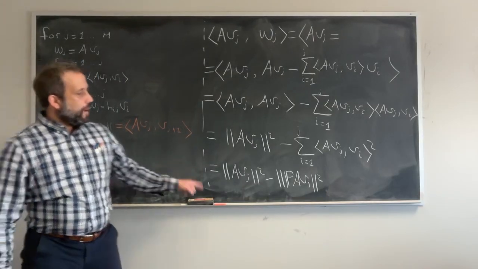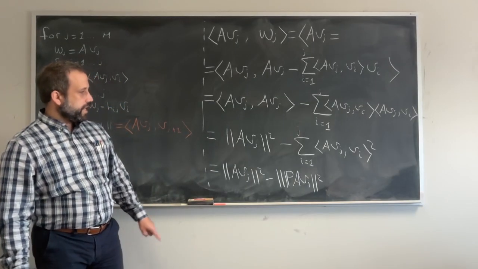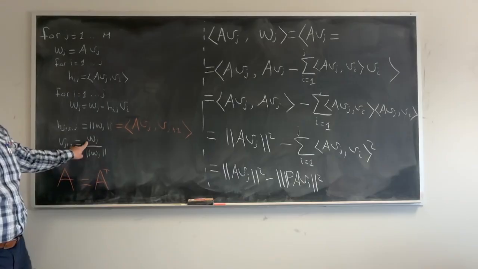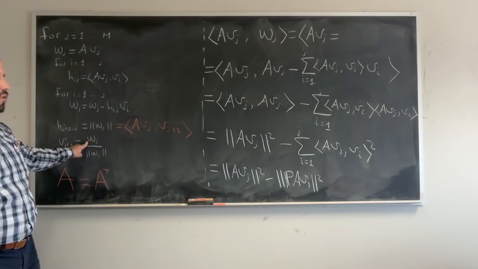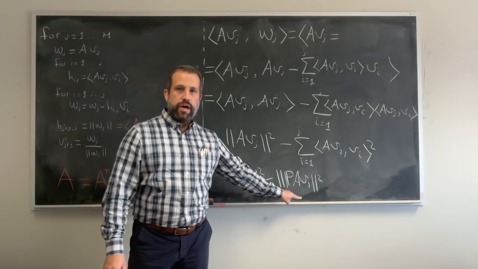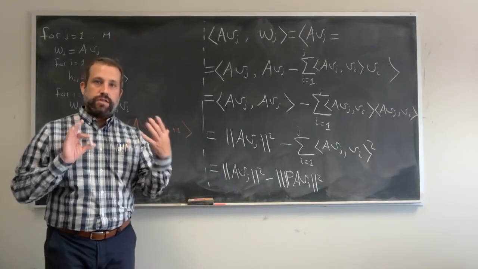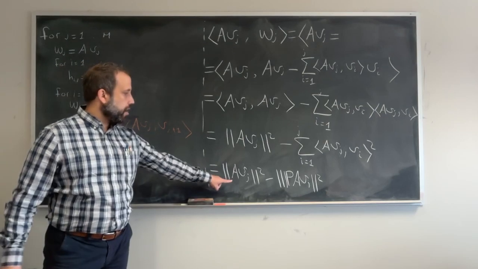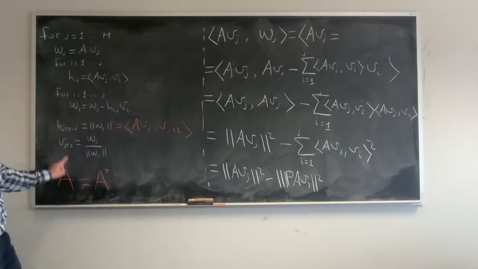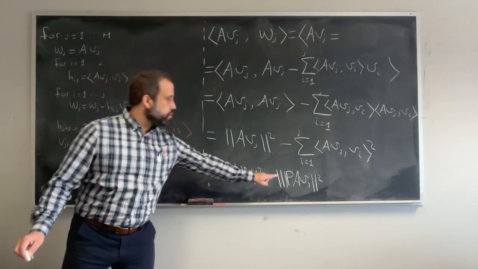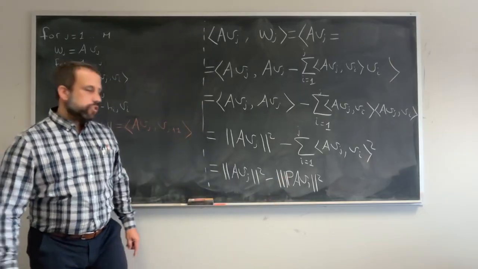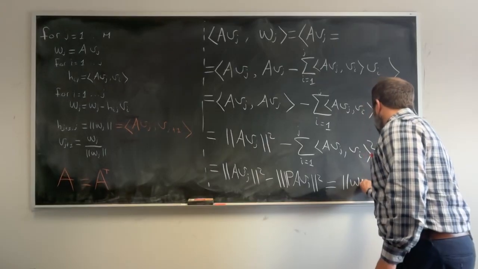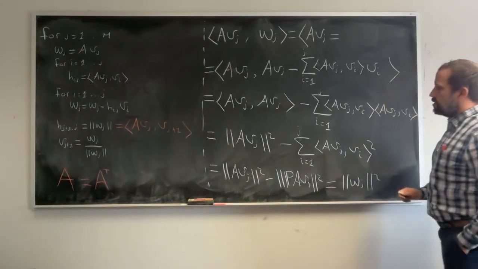Okay, now by orthogonality, since WJ is the part of AVJ that is orthogonal to the Krylov space, this is the part of AVJ that is parallel to the Krylov subspace. By orthogonality, the norm squared of AVJ is equal to the norm of WJ squared plus the norm of its projection squared. So overall, this is the norm of WJ squared.